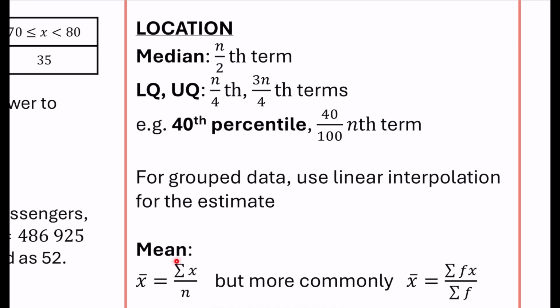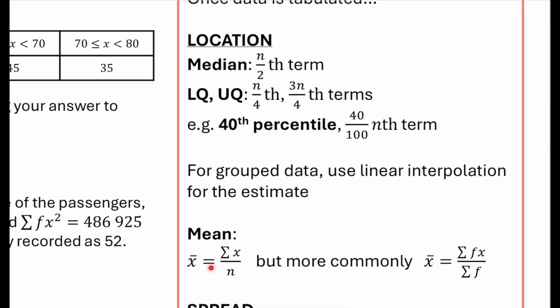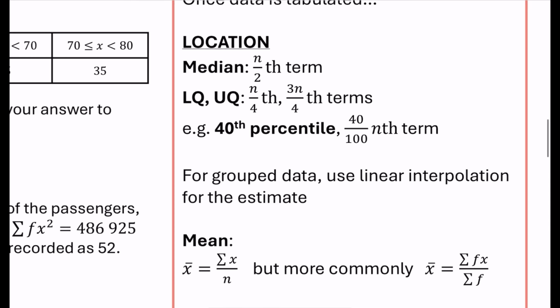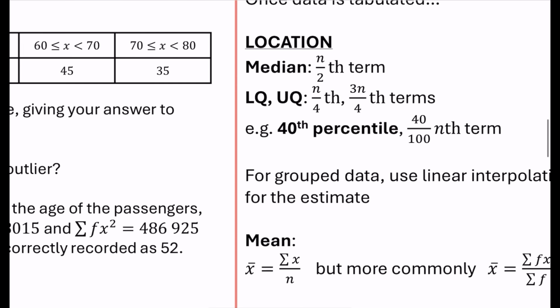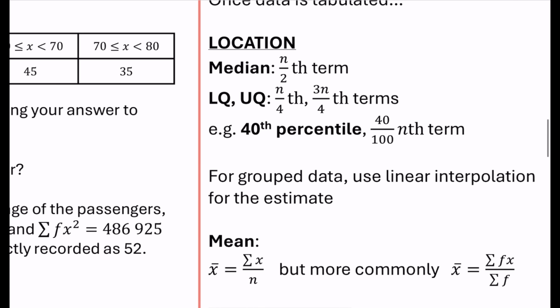Now, the mean is another measure of location that we've got here. This is probably the definition we're most familiar with from GCSE: you sum up all of the x values and divide by how many there are. But more commonly, for data in tables, we have to do the x value multiplied by the frequency, add them together, and divide by the sum of the frequency. So the sum of the frequency is how many things there are, and you do the frequency times x. In this case, we'd take the midpoint, x would be 75, you multiply it by 35, 65 times by 45, and add all of those together to get this top part, the sum of fx.